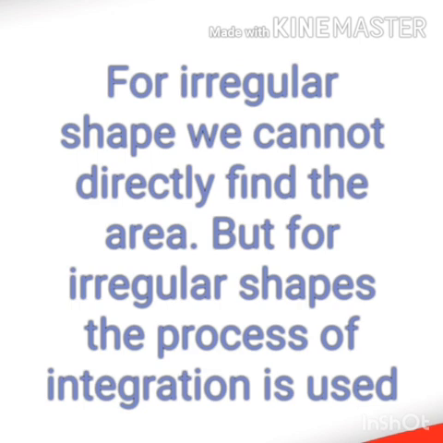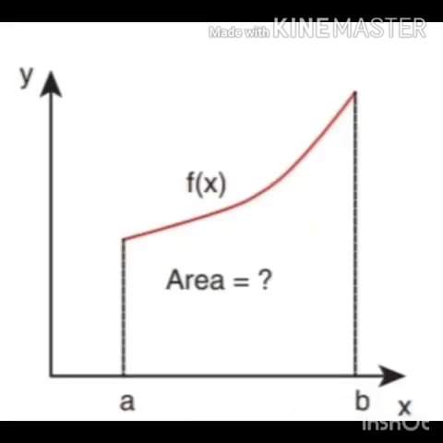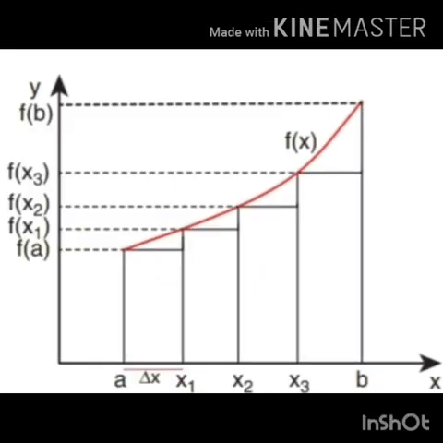For an irregular shape, we cannot directly find the area. But for an irregular shape, the process of integration is used. The given diagram is an irregular shape, an irregular curve. How will you find the area of the irregular shape? We divide the area into rectangular strips.